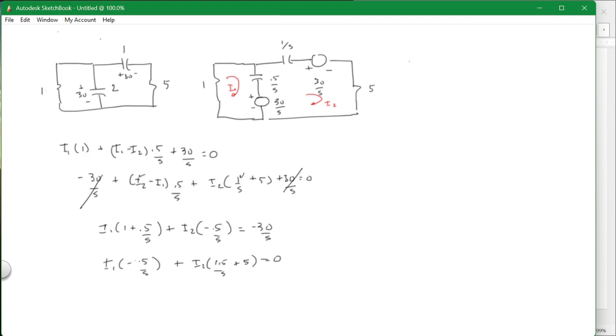What is I1? Minus 30 over S and 0. Minus 0.5 over S. 1.5 over S plus 5, all over 1 plus 0.5 over S, minus 0.5 over S, minus 0.5 over S, 1.5 over S plus 5.